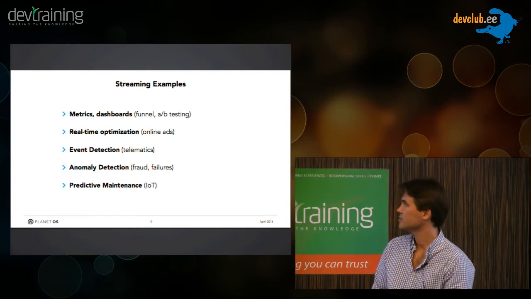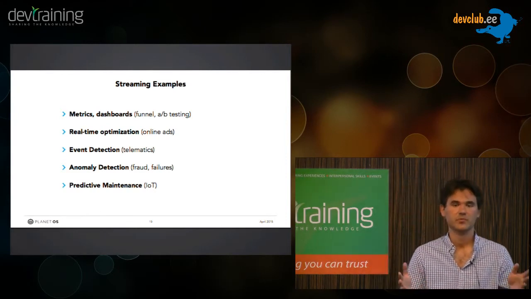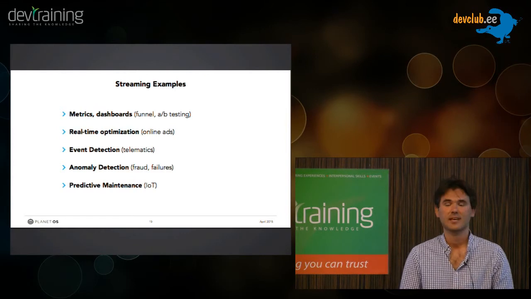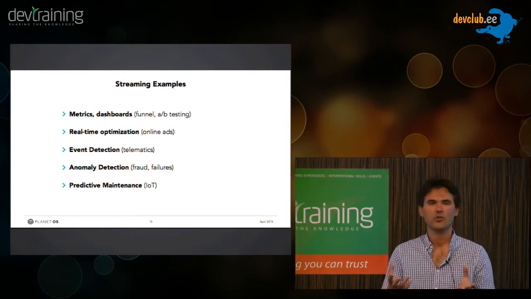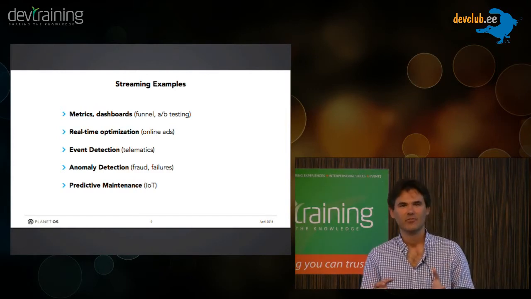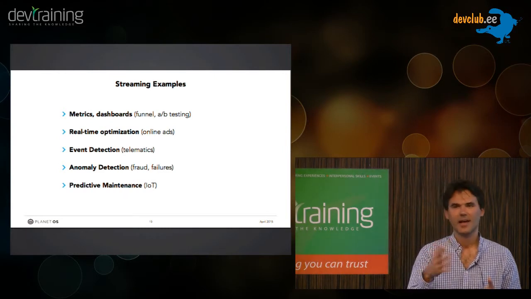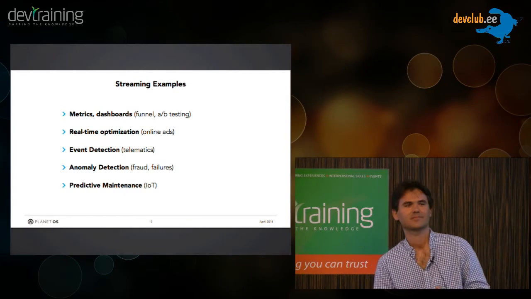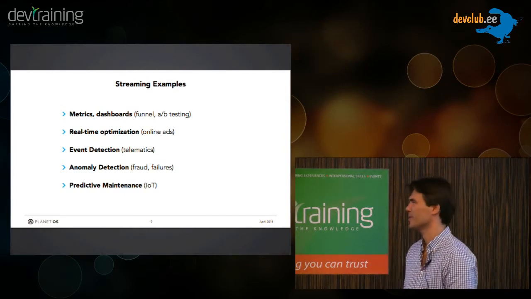Yeah, event detection. So you have streams of data and you want to be notified when something happens. One interesting example is that if you have lots of lorry drivers and you have readings of speed and the level of gas in your car, you can detect when people steal gas. So, a very useful application in telematics.